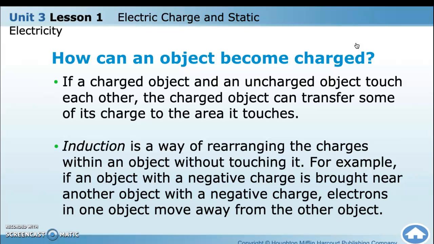Induction, there's no contact between the two items. So you'll have a charged object and you bring it close to an uncharged object, and what'll happen is some of the like charges, the same charges, will move away from that, and it'll make an area of opposing charge. So, for example, if an object with a negative charge is brought near another object with a negative charge, the electrons on the other object are going to move away, and you're actually going to make a positively charged space.